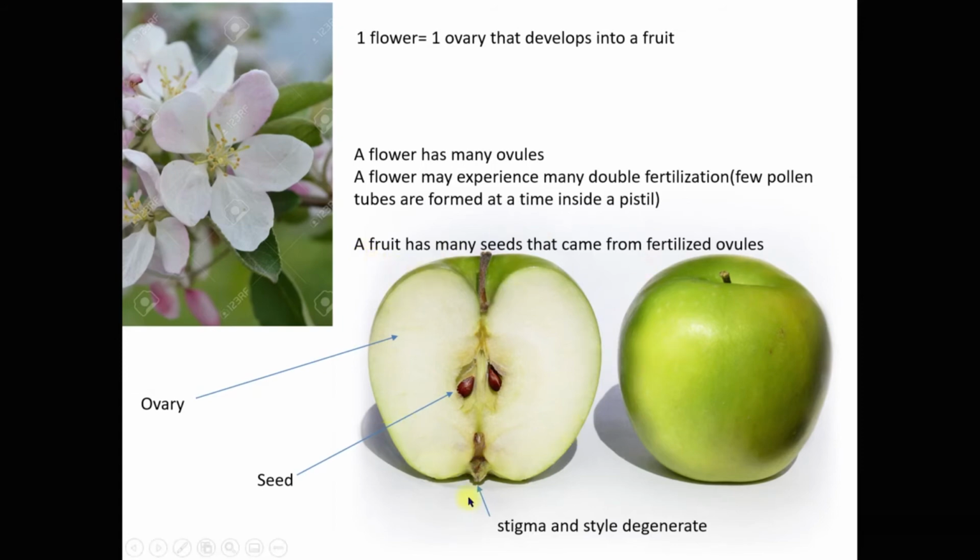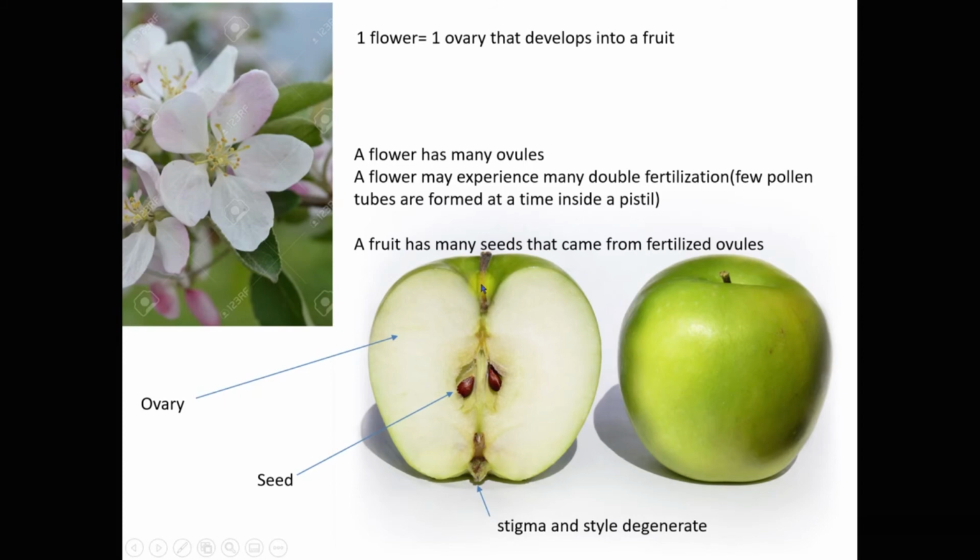So you can see from here, this is one example of a flower which eventually forms an apple. Now this flower here should be turned upside down. So this will be the seed, this is the ovary which develops into the fruit. Then the bottom part of this fruit, since it's upside down like this, is the stigma and style that eventually degenerates. This part of the fruit is connected to the plant by a stalk.